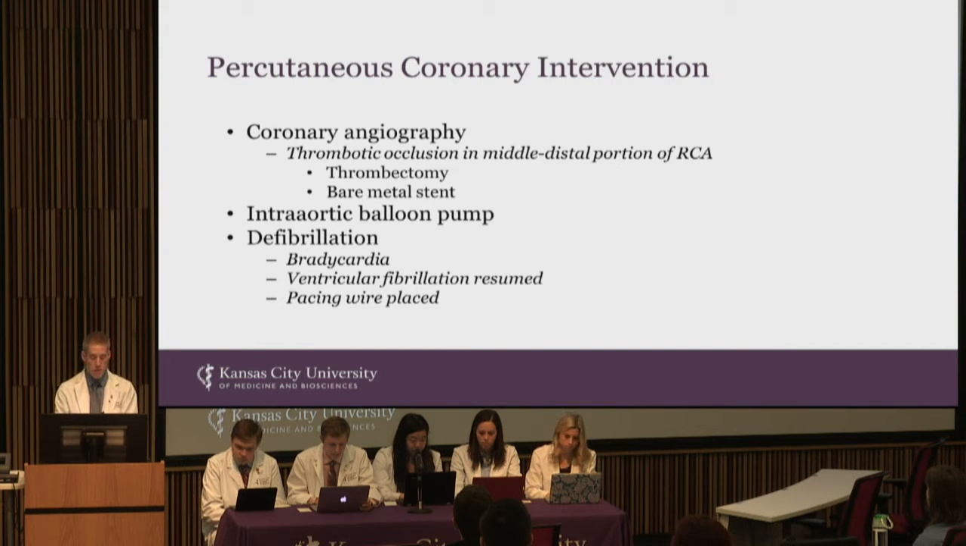Coronary angiography was performed, and an occlusion was found in the middle distal right coronary artery. A thrombectomy was performed, and a bare metal stent was placed to restore blood flow. CPR was briefly paused during this procedure, and an intra-aortic balloon was placed for hemodynamic support in case the patient's heart returned to an organized rhythm.